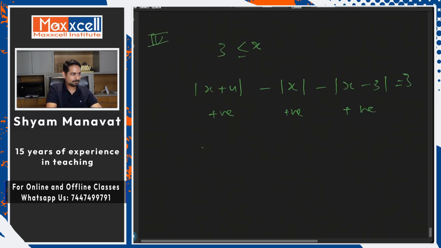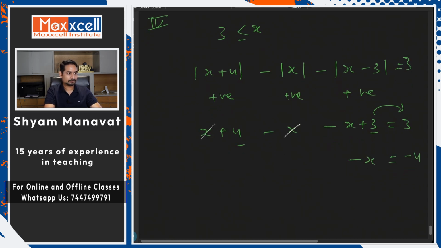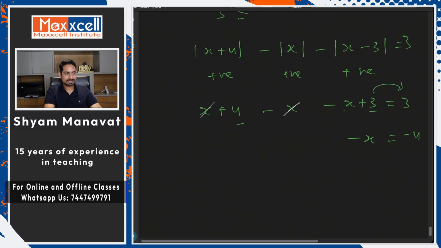Okay, so x plus 4 will be as it is. Open the bracket. Plus into minus will remain minus, so negative x. Same for the third term also, minus of x plus 3 equal to 3. What will happen here? x cancel. Plus 4 plus 3 will be 7, plus 7 will go towards the other side. 3 minus 7 will be minus 4. Yes, and minus x as it is. So negative cancel here. You will get x is equal to what?